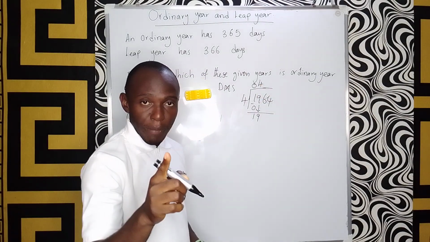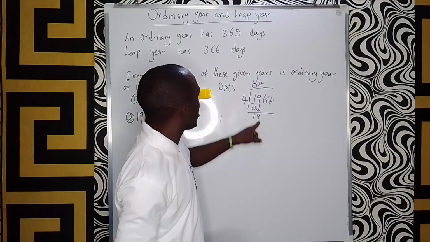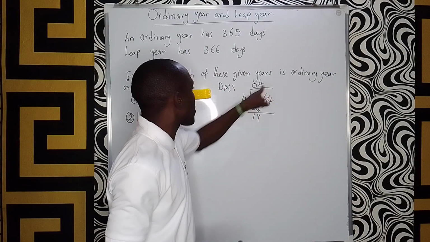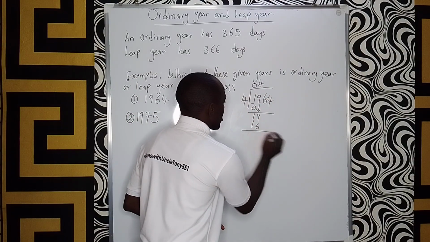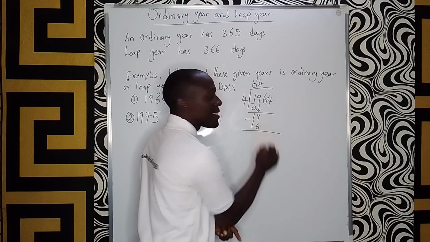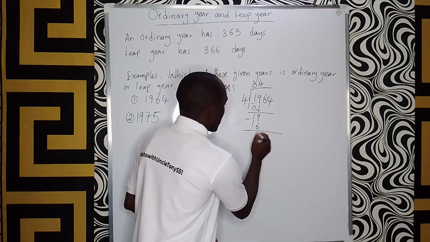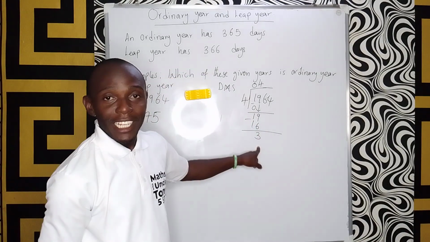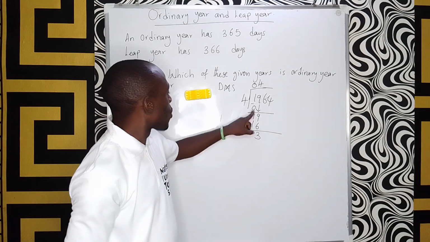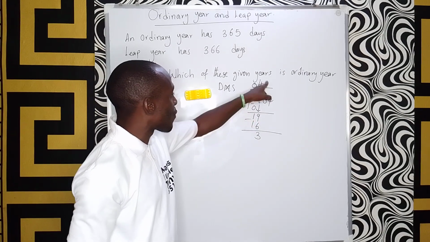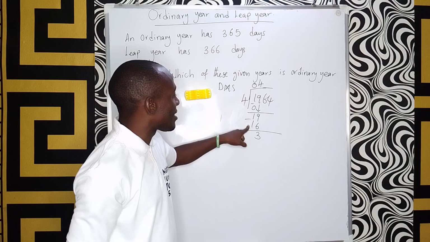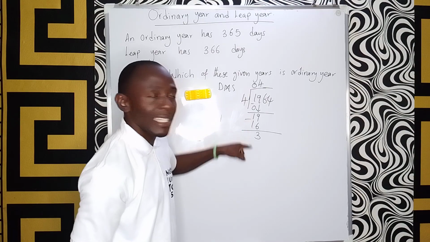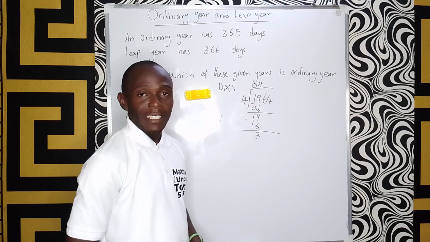I know there will be a remainder, but let's just follow me. 4 multiplied by 4 is 16. 9 take away 6, it will give us 3. That's the remainder that we didn't consider before. So 19 divided by 4 is 4. 4 multiplied by 4 is 16. 19 take away 16 is 3. So we have 3 as a remainder.